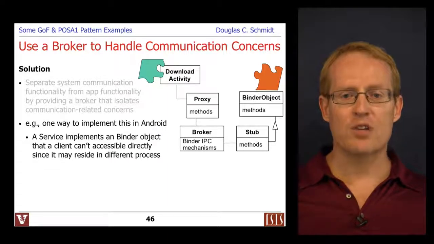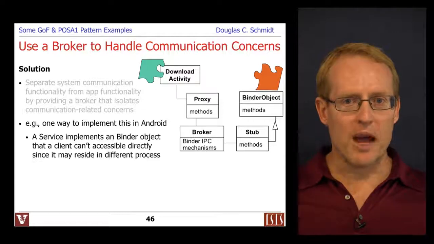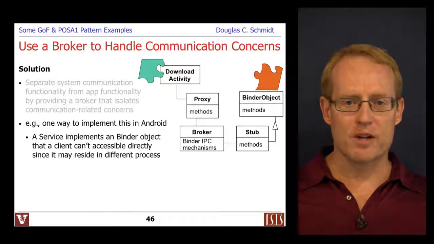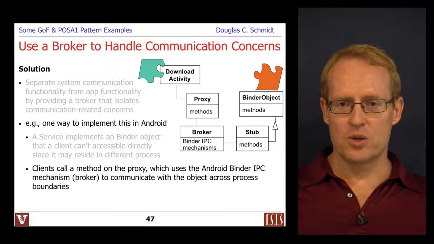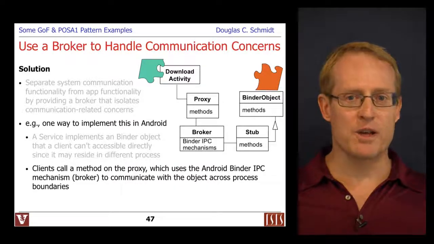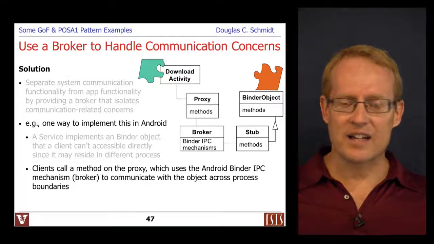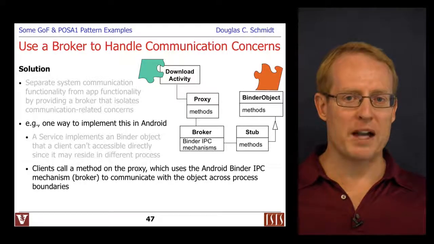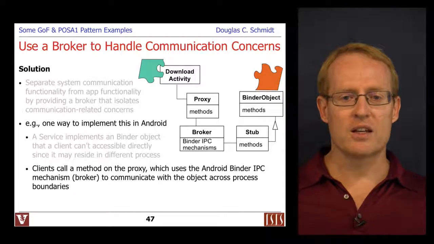One way to do this on Android is to implement things as follows. You implement a so-called binder object, which is capable of being accessed from another address space. You then provide a proxy to that to another application in a different address space, an activity or another service. When the client in that activity or service invokes a method on the proxy, the underlying binder mechanism from Android, which is playing the role of the broker, communicates with the object across the process address space boundaries.